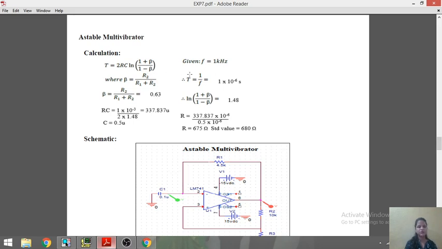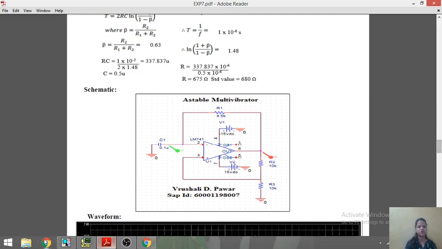Given frequency is 1 kilohertz, where beta is equal to R2 upon R1 plus R2, and T is 1 by F, that is 1 microsecond. Beta is equal to R2 upon R1 plus R2, which is equal to 0.63. So ln of (1 plus beta) upon (1 minus beta) is equal to 1.48. So RC is this, and C is equal to 0.5 micro. So R we are getting theoretically is 675 ohm, and the standard value which I choose here is 680 ohm.